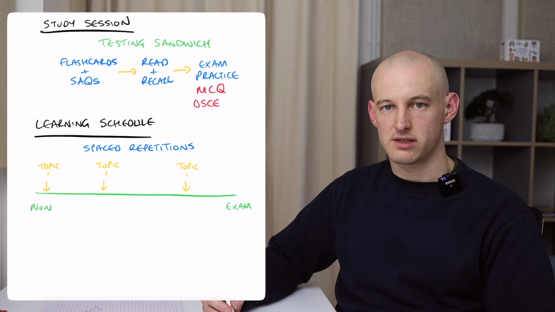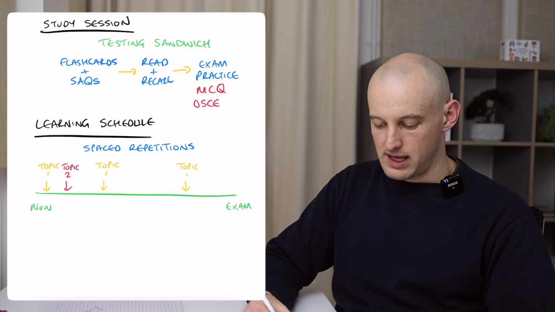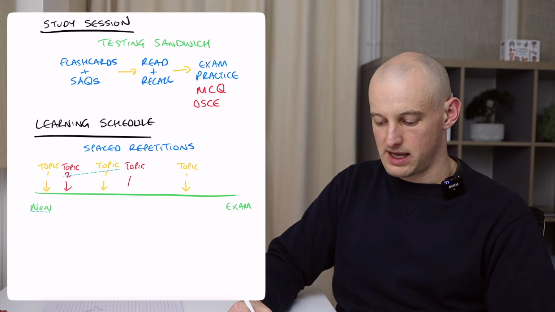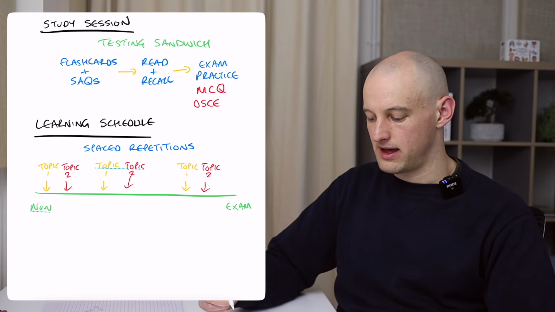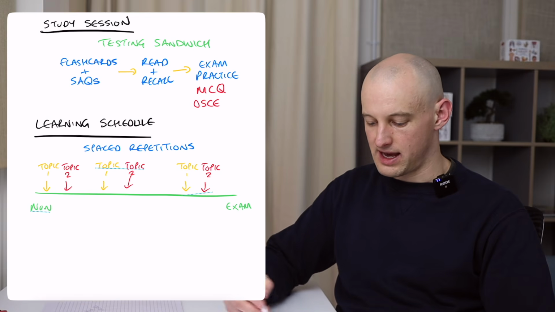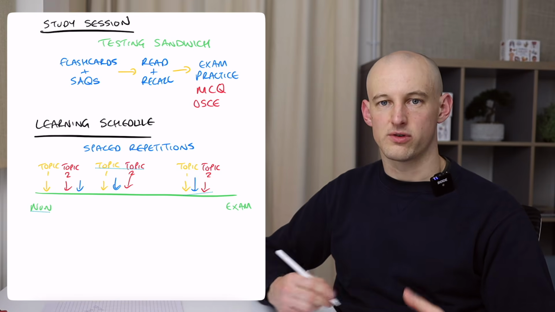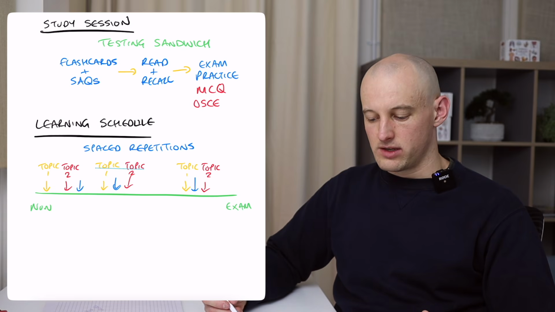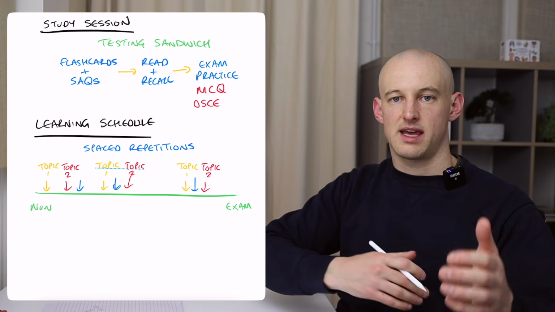Between repetitions of topic 1, you would do topic 2, here, topic 2 again, topic 2 again, here, and so on. And then you'd have like topic 3 that you add in, and topic 4, and so on. And so you're doing spaced repetitions with different topics in between.